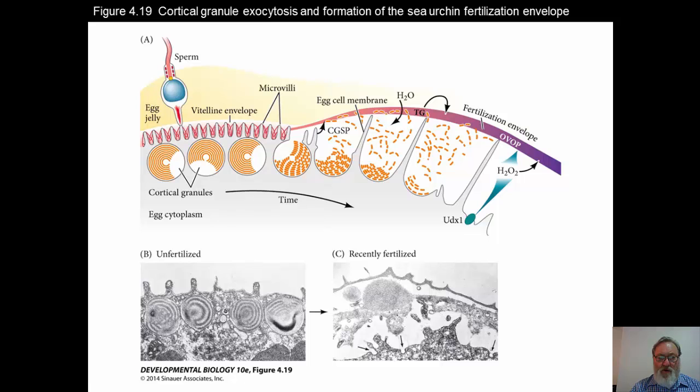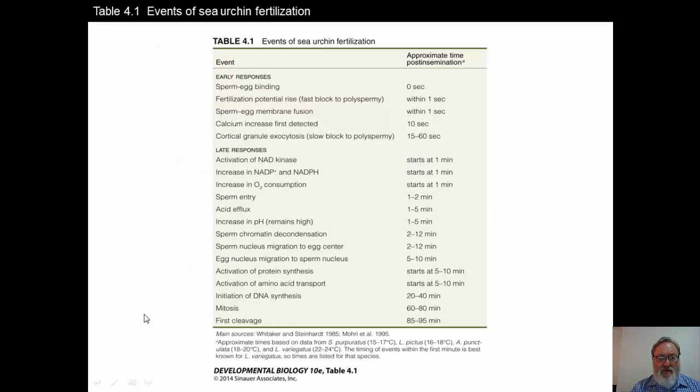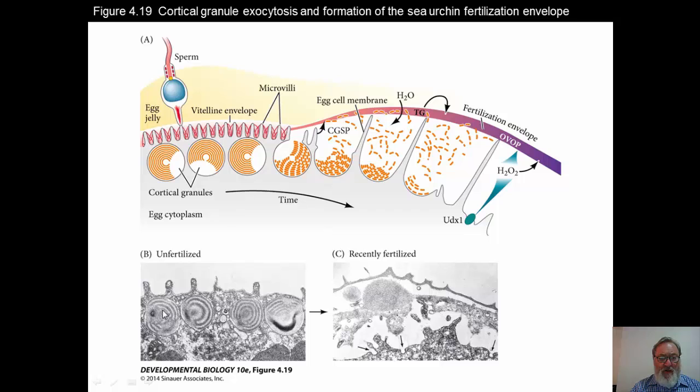And so if you look in the electron micrographs, you can see this basically down here. Fertilization has not taken place here, and then once it's fertilized, there is a rupturing of the cortical granules, and the fertilization membrane comes into place and stops the entrance of any more sperm.